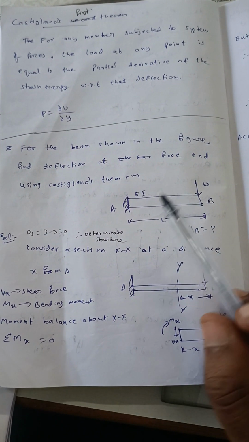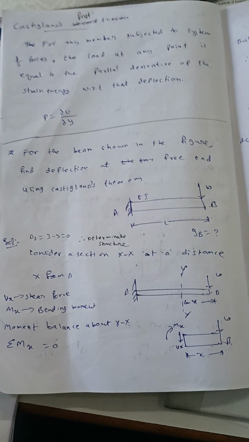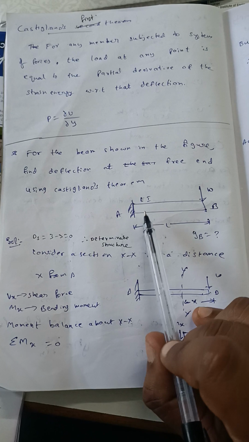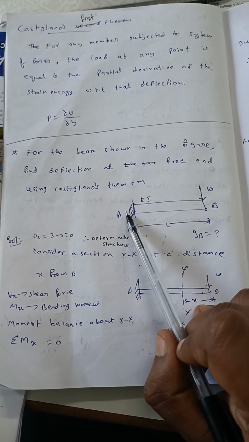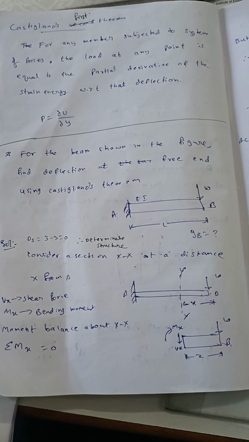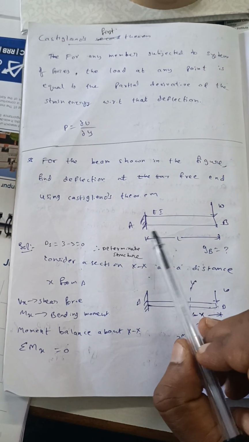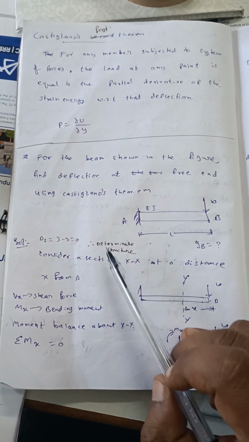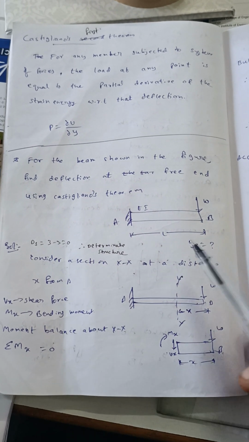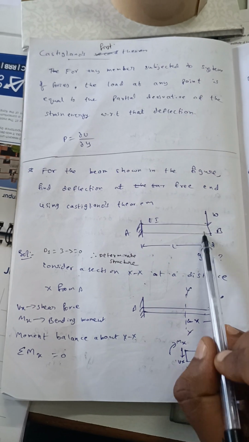First of all, this is a determinate structure. The degree of static indeterminacy is the total number of reactions minus the number of equilibrium equations. Total number of reactions is 3, minus 3. Therefore, it is a determinate structure. Consider a section XX at a distance x. So here we need to find YB.